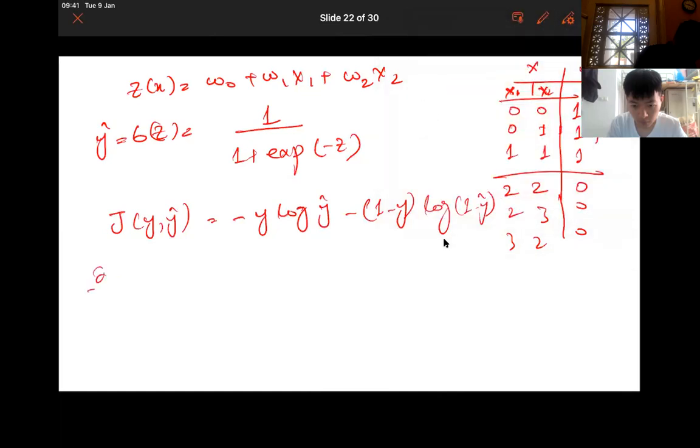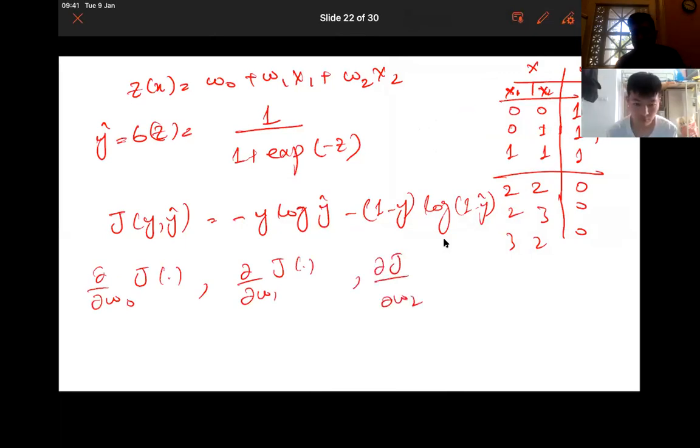So I have to find partial derivative of J with respect to w0. I have to find partial derivative of J with respect to w1. And I have to find the partial derivative of J with respect to w2. Then I have to set them equal to 0, solve the system of equations to get the best value for my weights. Everyone is clear about the setup, what we have to do? Yes. Perfect.